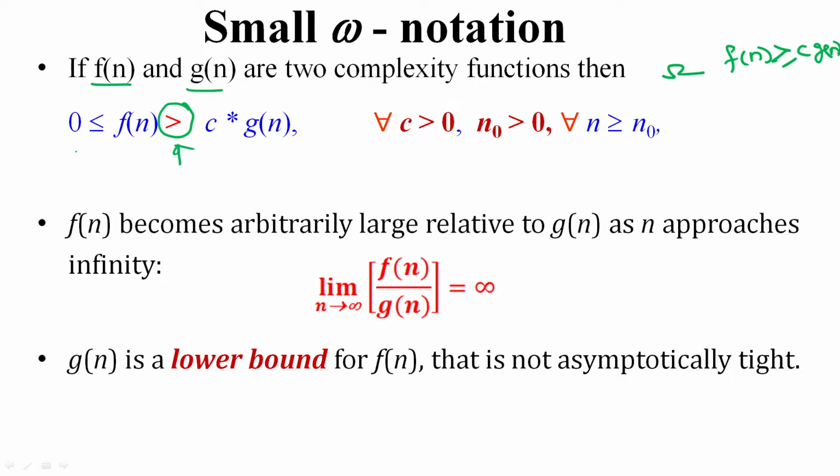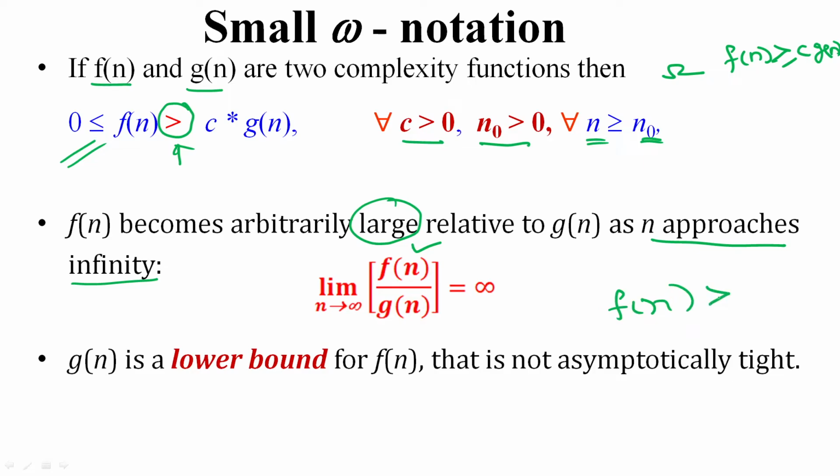Here also, f of n and c into g of n are always greater than 0, and c is greater than 0. n0 is also a positive number, both are positive numbers. The n0 value is less than or equal to the n value. Here also, when n is increasing to a large value towards infinity, f of n will be large, because f of n is always greater than c into g of n.